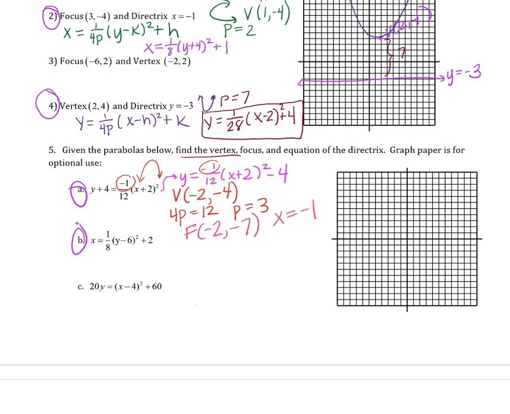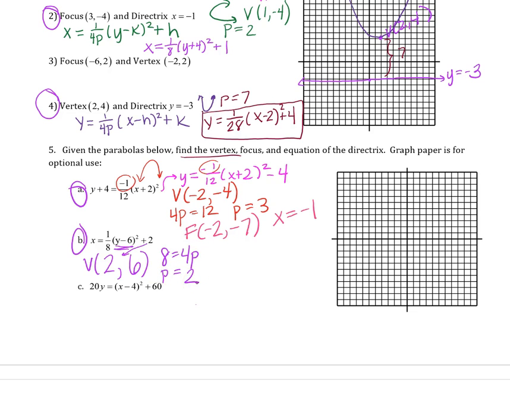First thing I'm going to do, find my vertex. Now be careful. The y is now inside the parentheses. So my y coordinate is going to be positive 6. My x coordinate is going to be 2. That's where that comes from. Now I'm going to find my p-value. So I know 8 is going to equal 4p. So p must equal 2.